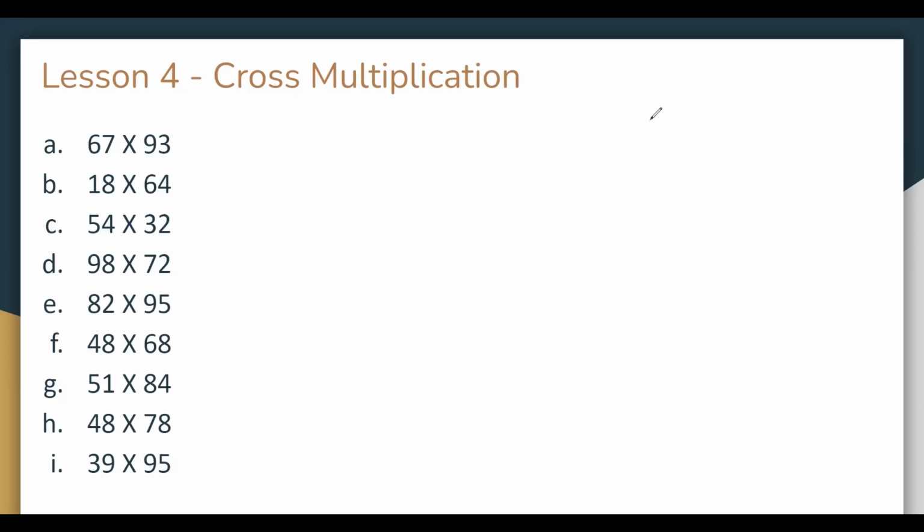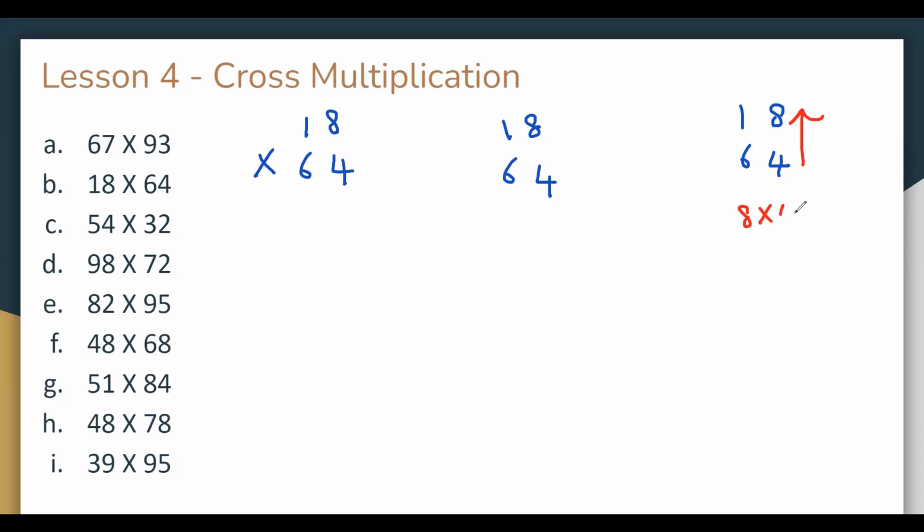18 times 64. So 18, 64. I'm going to write it 3 times. Instead of the dots, I'm going to be writing this. Okay. So our first step is that we have to multiply the ones. So 8 4s are 32. Okay. The second step, we're going to cross it.